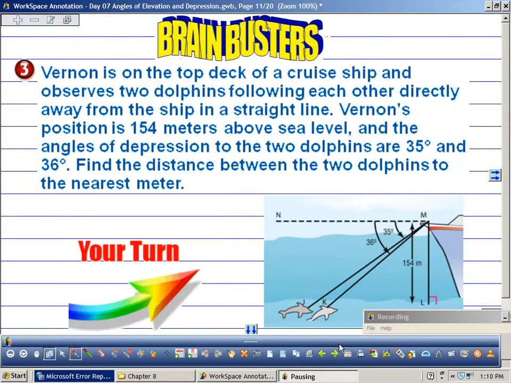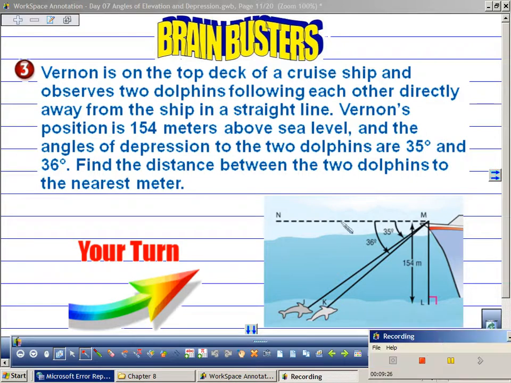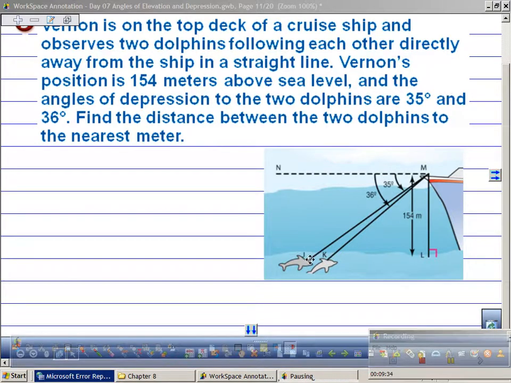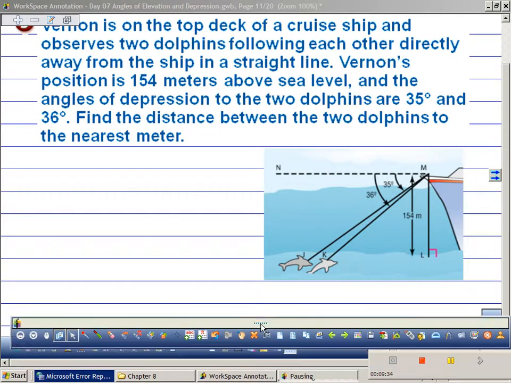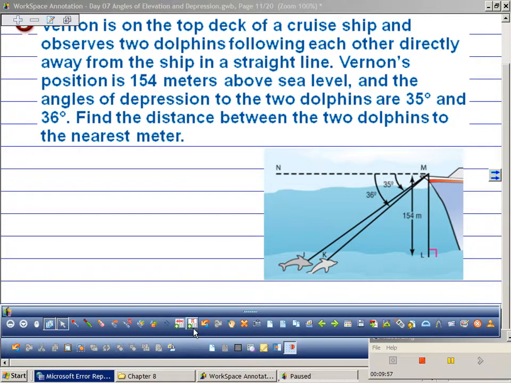Moving on. All right. I want you guys to attempt to set this one up. Write down the problem. Read it. Try and make sense of this problem. Okay, so a hint would be, I'm trying to find the distance between these 2 dolphins. So I'm actually looking at 2 different triangles. So there's your hint.